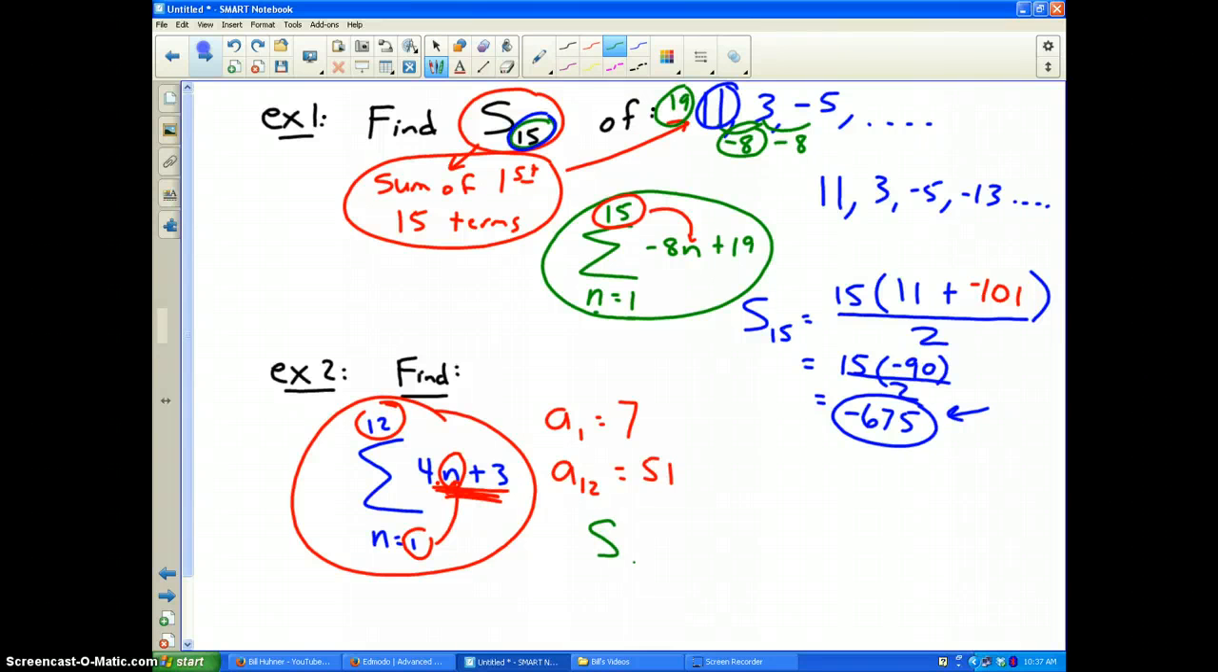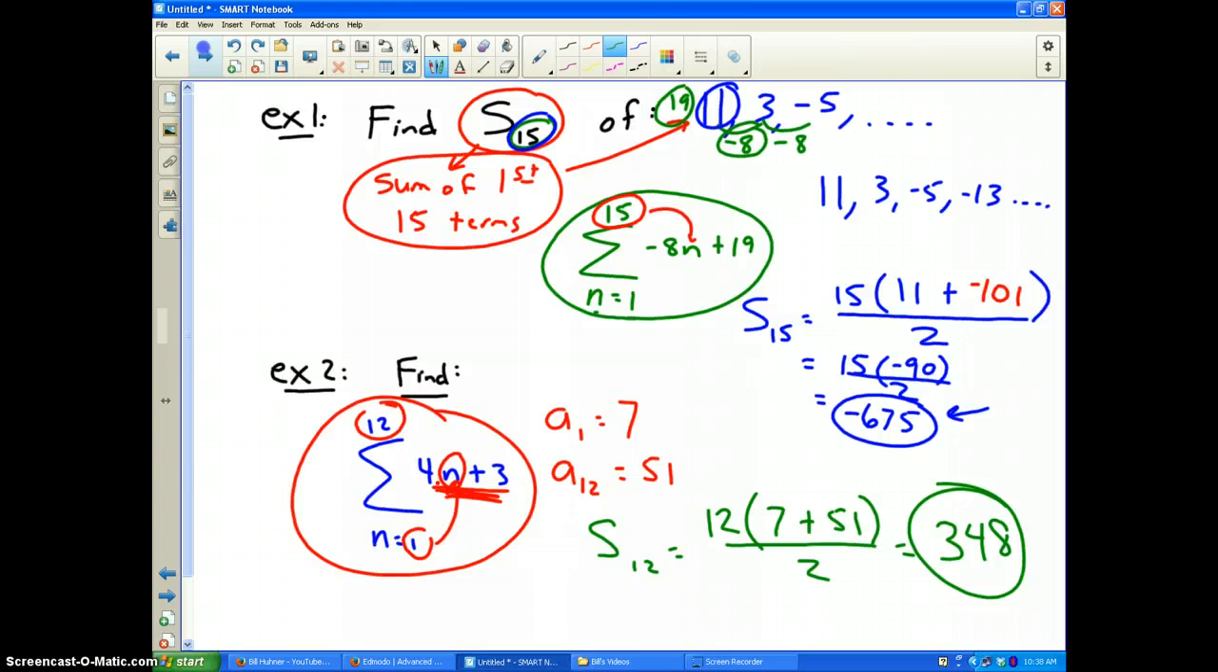So the sum of the first 12 terms in the pattern is the number 12 for n, and in parentheses we add the first and the last terms together, and we divide it by 2. 7 plus 51 would be 58, and we're going to times that by 12 and divide it by 2. And I believe you get an answer of 348. And that is the sum of this finite arithmetic series from 1 to 12 of 4n plus 3.